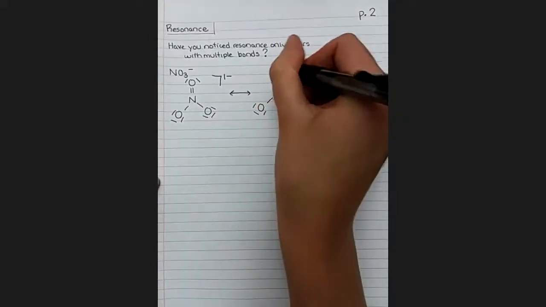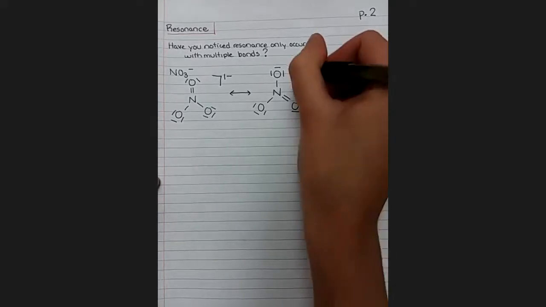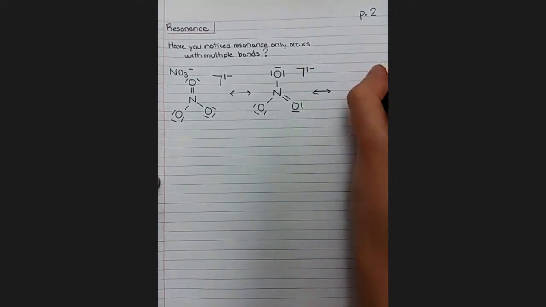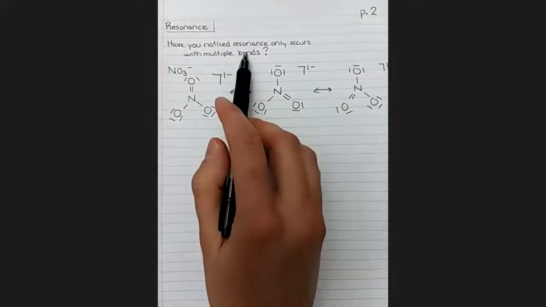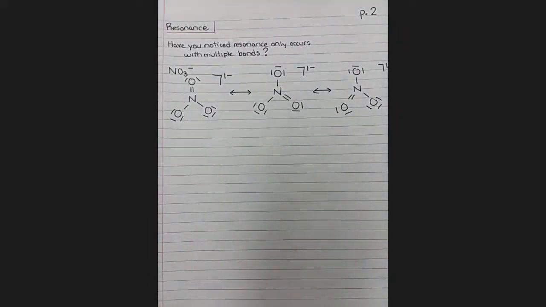So instead, we draw three resonance structures. Oops, don't forget the charge. Placing that double bond on each of the oxygens in turn. So that resonance occurs because we have that multiple bond.